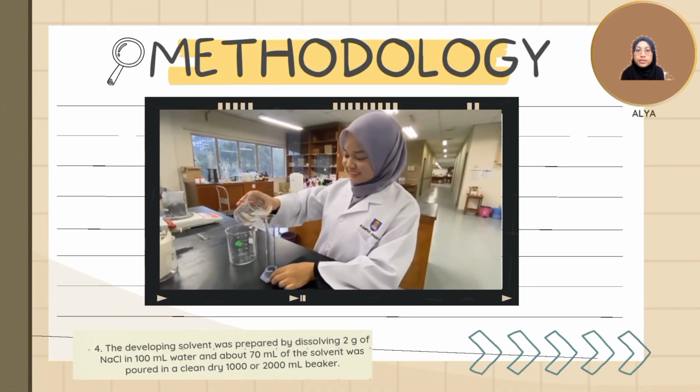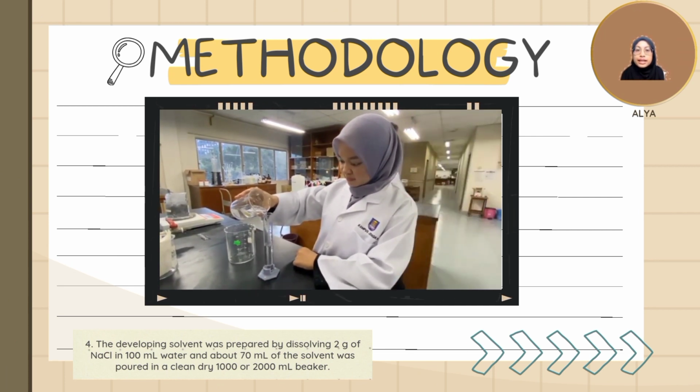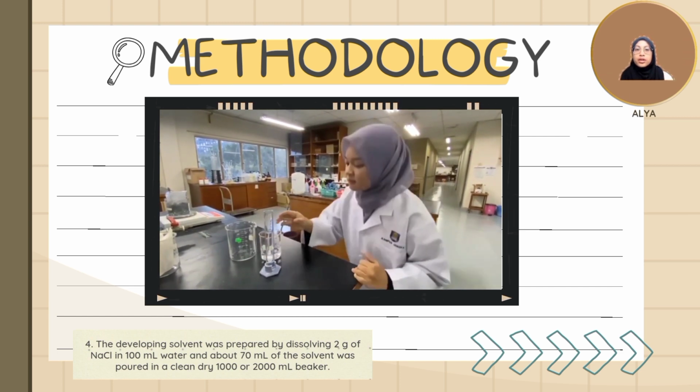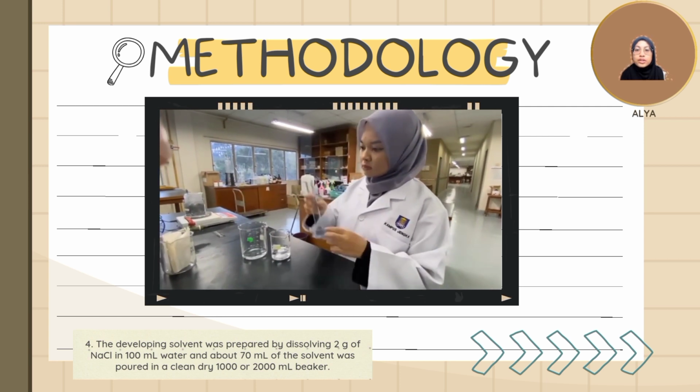The developing solvent was prepared by dissolving 2 grams of NaCl in 100 ml water, and about 70 ml of the solvent was poured into a clean, dry 1000 or 2000 ml beaker.